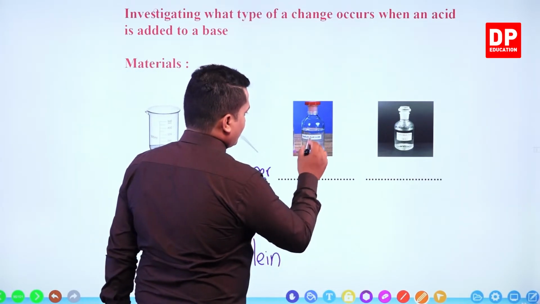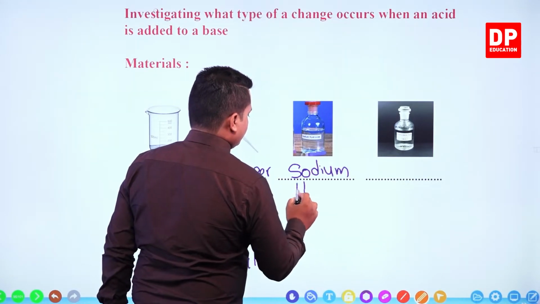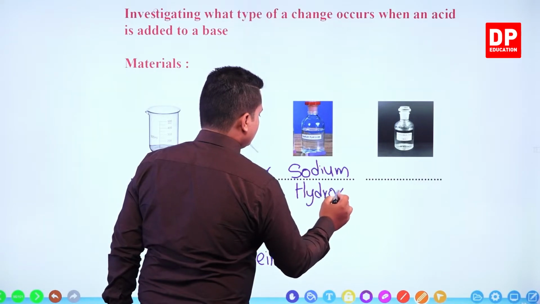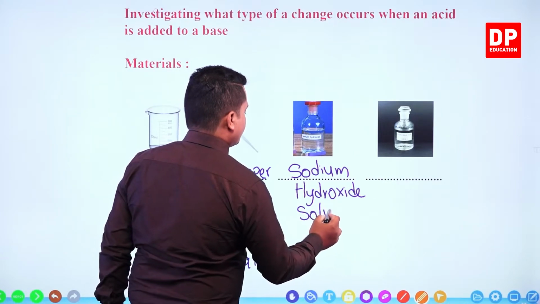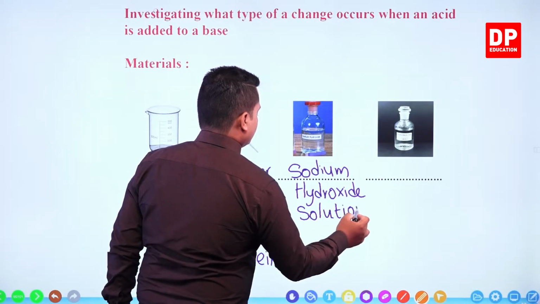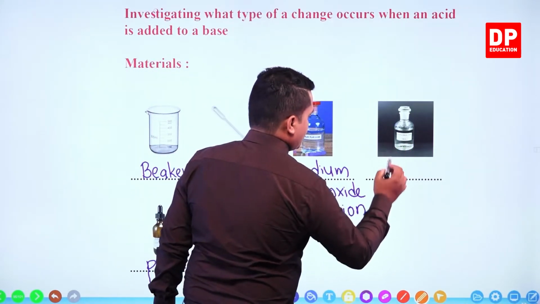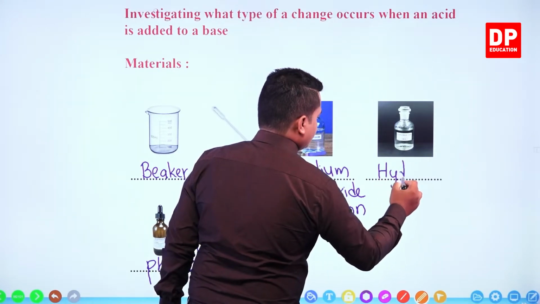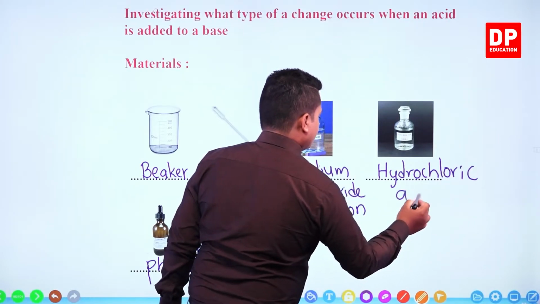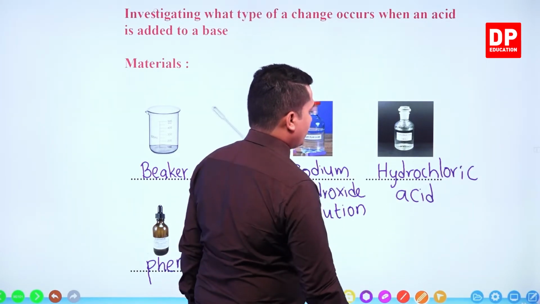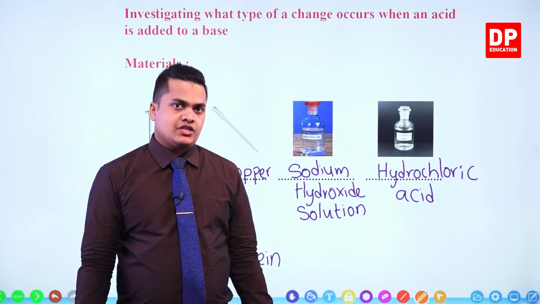Then sodium hydroxide solution. And finally, some hydrochloric acid. So these are the substances that we need, my dear children.